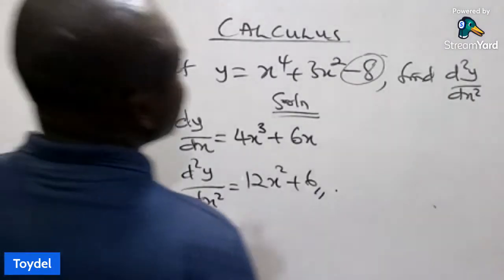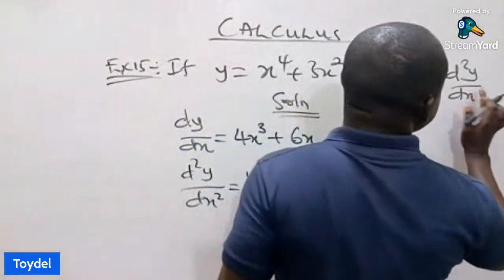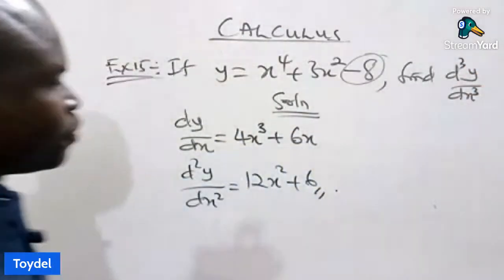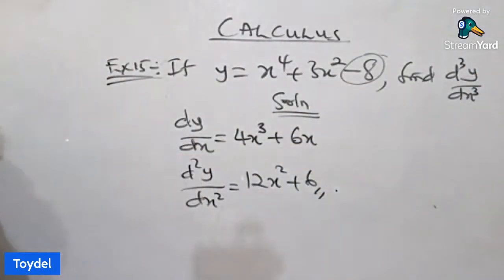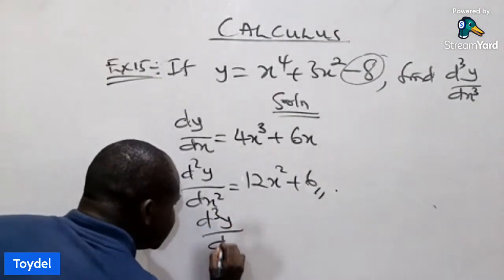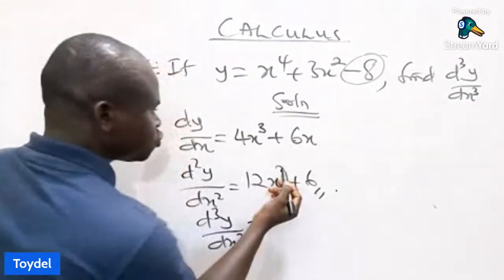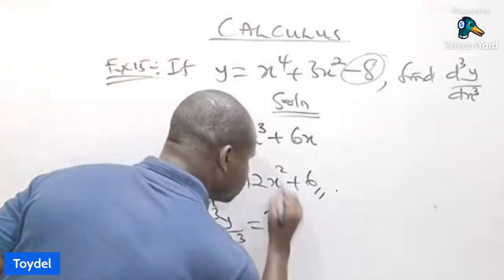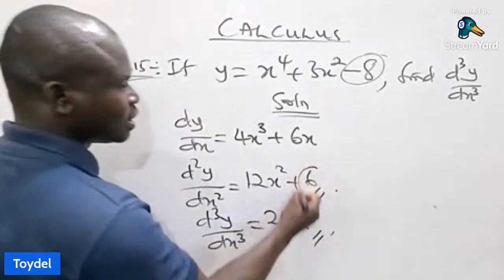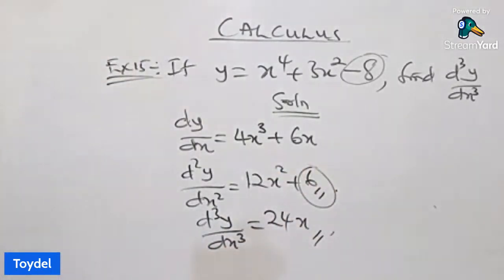Of course, you can even be asked to find d cubed y over dx cubed. So if you have to find the third derivative, you differentiate again. We have d cubed y over dx cubed, and that will be 2 times 12, that will be 24, x raised to 2 minus 1, that is 24x. That's what we are going to get, because this is a constant and the derivative of a constant is 0. So this is an example under higher derivative, where somebody asked a question on higher derivative.